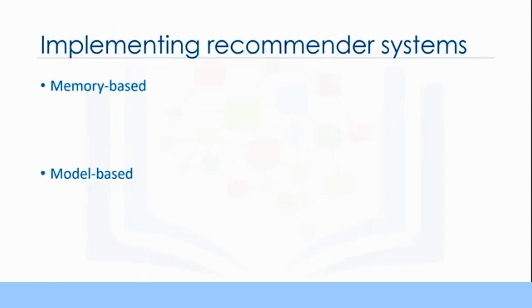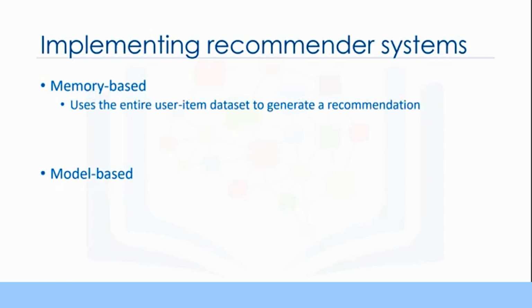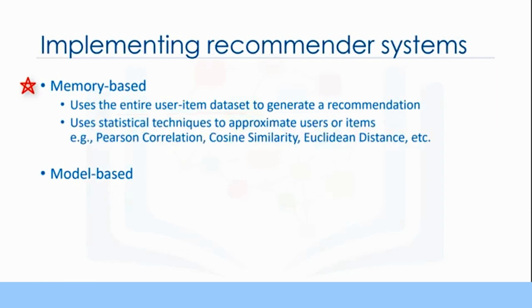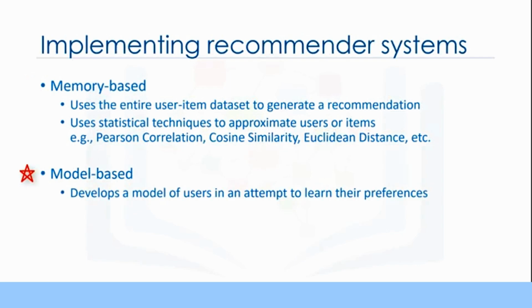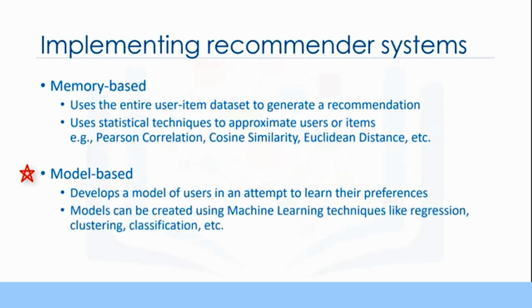In terms of implementing recommender systems, there are two types: memory-based and model-based. In memory-based approaches, we use the entire user item dataset to generate a recommendation system. It uses statistical techniques to approximate users or items. Examples of these techniques include Pearson correlation, cosine similarity, and Euclidean distance, among others. In model-based approaches, a model of users is developed in an attempt to learn their preferences. Models can be created using machine learning techniques like regression, clustering, classification, and so on.